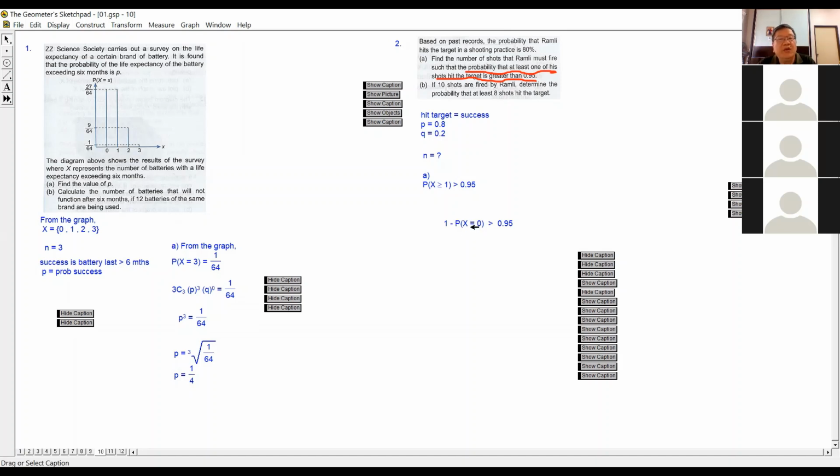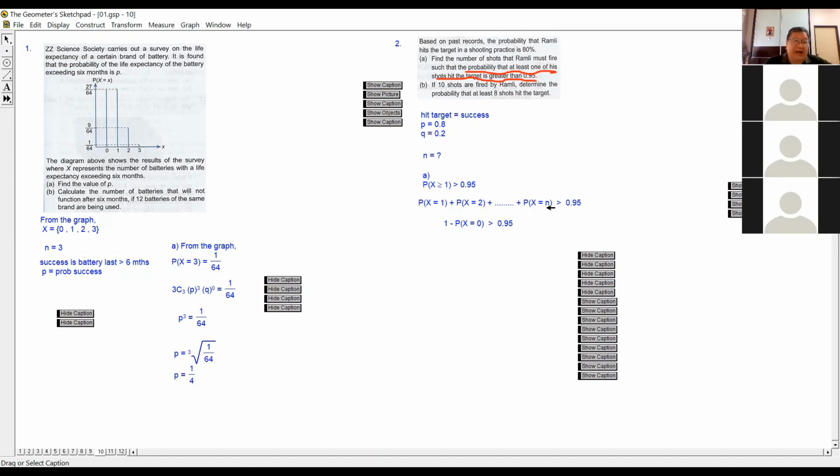But you know the one that you don't want. The one that you don't want is x equals 0. So 1 minus the probability x equals 0 is greater than 0.95. I missed out this one, right? The probability of x greater than or equal to 1 is x equals 1, x equals 2, x equals 3, until the probability of x equals n. Since we do not know the value of n, there is no way that we can add up all these probabilities. We cannot add up the probabilities.